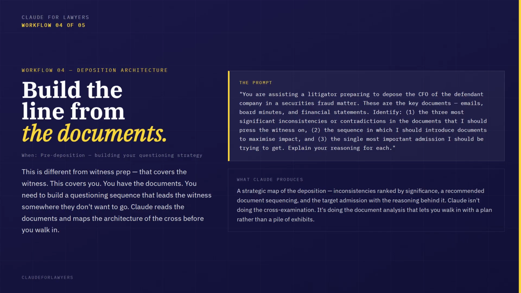What Claude produces is a strategic map of the deposition: inconsistencies ranked by significance, a recommended document sequencing, and the target admission with the reasoning behind it. Claude isn't doing the cross-examination. It's doing the document analysis that lets you walk in with a plan rather than a pile of exhibits.